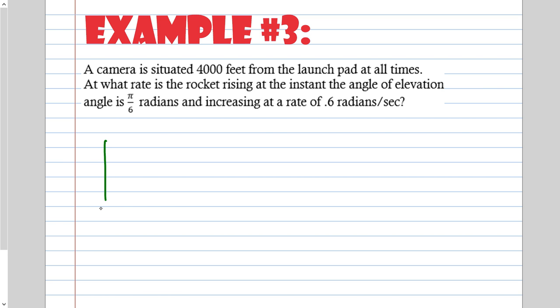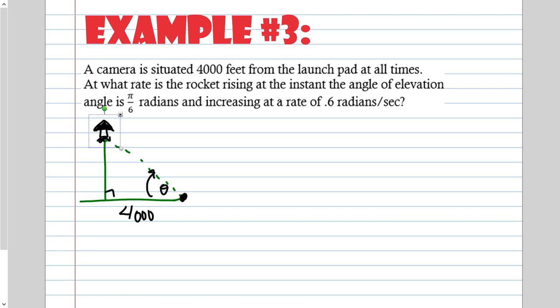Here's a rocket. There's a launch pad. Now, the angle of elevation is basically looking up, right here. The camera, which we're going to assume is right here, and I'm going to put the rocket right here. I'm not a drawer, people. Here's my rocket. Looks like an arrow. Whatever. The camera is 4,000 feet away from the launch pad. Whatever. Same thing.